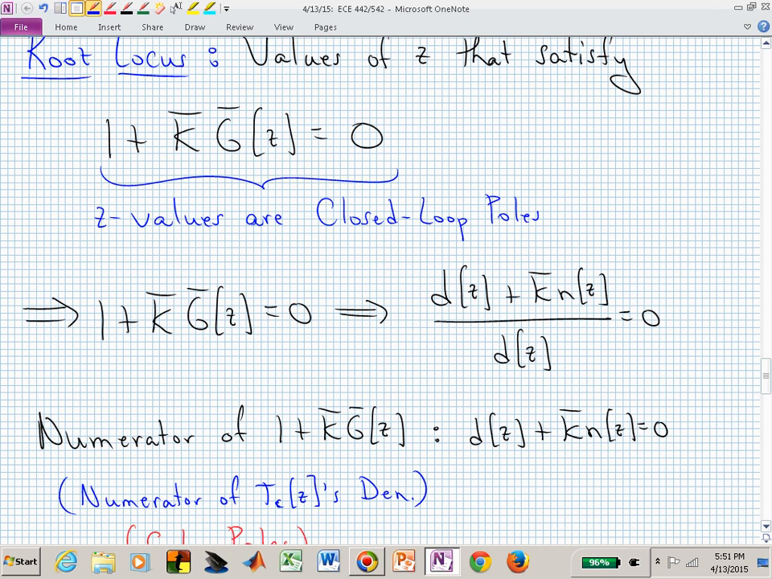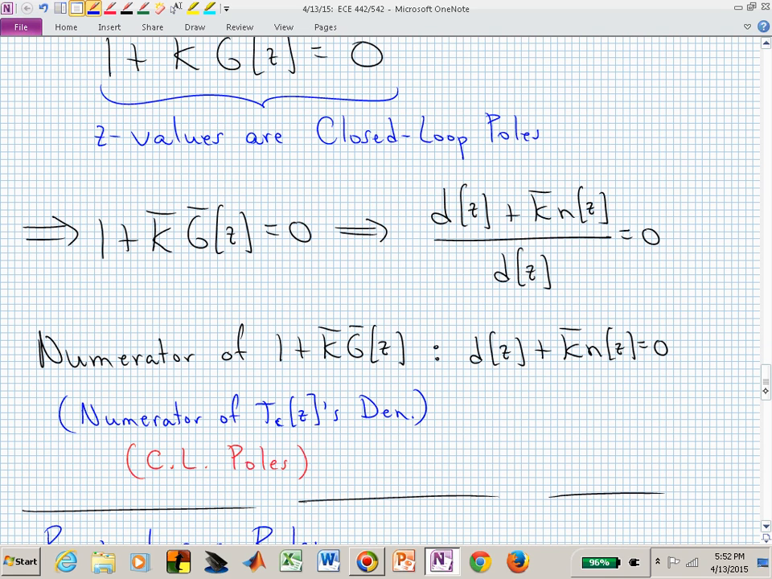If you let k bar get really, really big, then what values of z will satisfy that? Well, k bar n of z is going to dominate that expression. Now your z values that satisfy that for large values of k bar are your finite zeros, the roots of little n of z. I hope that's somewhat clear from that numerator expression that governs the closed loop poles of your overall transfer function between r of z and y of z.